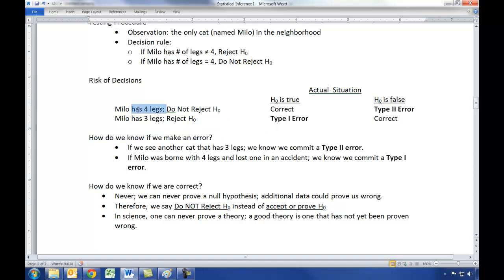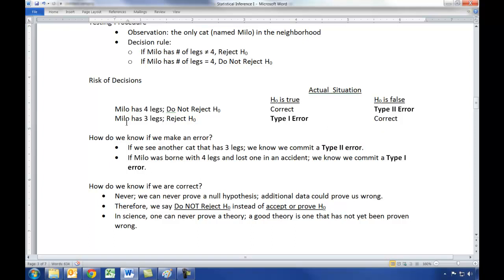So if Milo has 4 legs, which leads us to decide not to reject the null hypothesis, and then if we later see another cat that has 3 legs, then we know we have committed a type 2 error, meaning we did not reject the claim that cats have 4 legs before we saw another cat that has 3 legs, and then we realize we made an error. This terminology is called a type 2 error.